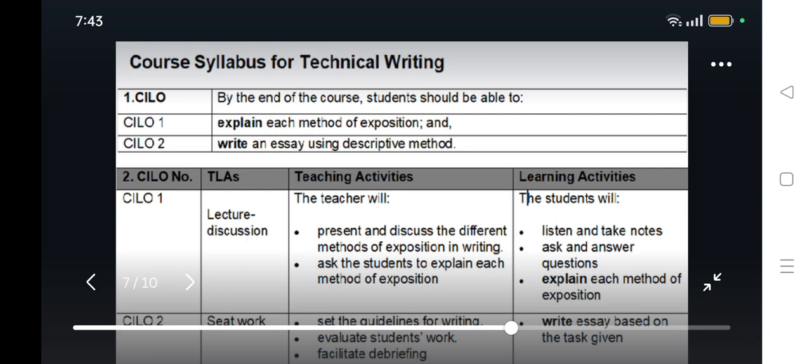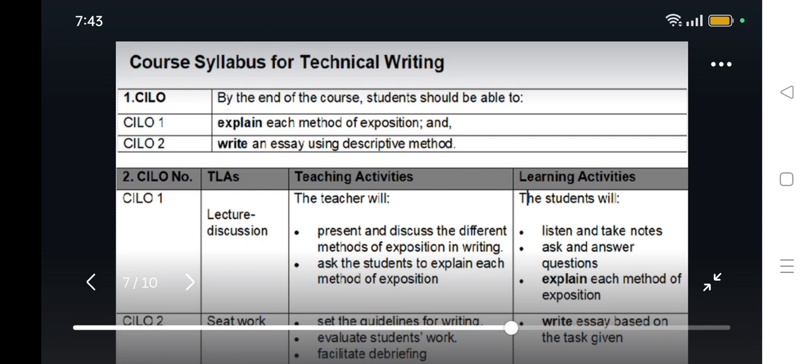The most important activity here is, of course, to let the students activate the verb explain. So that is why we have this activity here. The students will explain each method of exposition. This is very important, really, that they enact the verb. For the CILO 2, the same. You have write an essay, you have the details of the teaching activities, and then you have the learning activities. Of course, the students will be writing an essay based on the task given. So this is to activate again the given intended learning outcome.